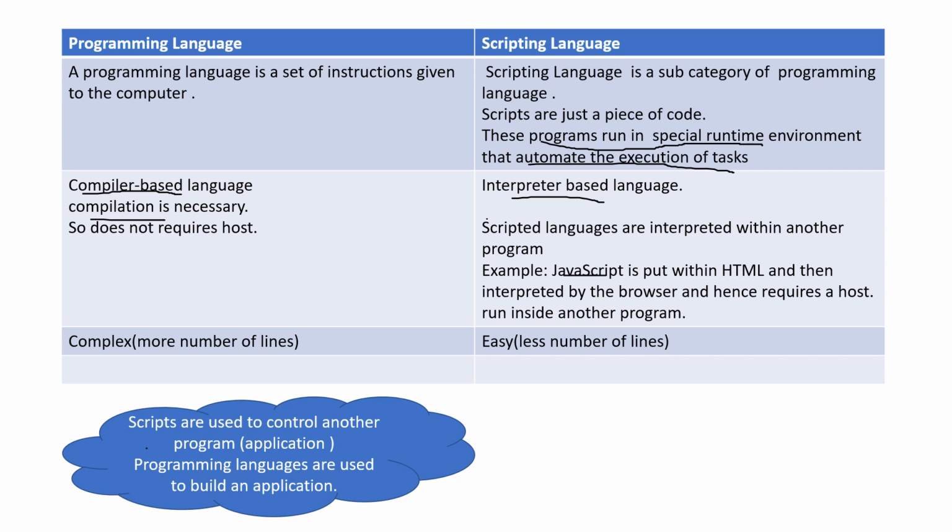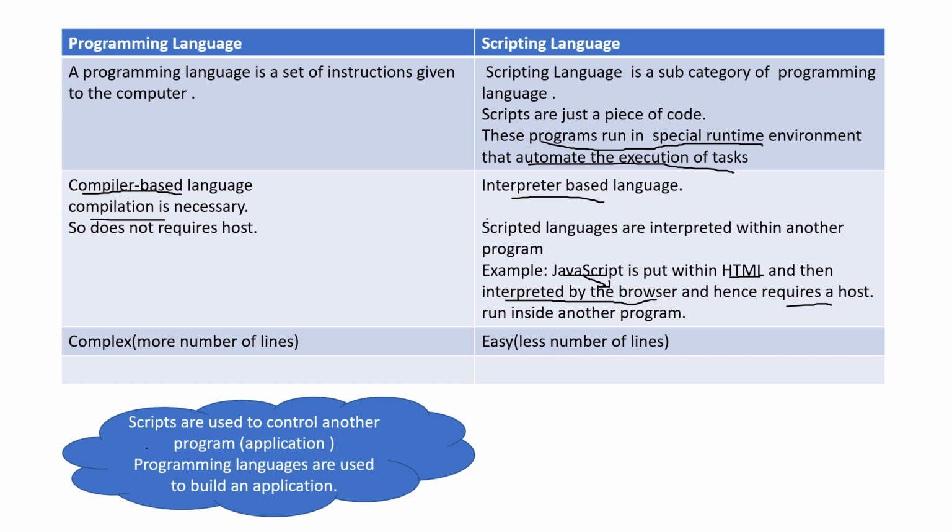JavaScript is an example of a scripting language. As I already told you, this JavaScript code we can link to HTML in various ways. We can put it inside HTML, or we can write a separate JavaScript file, and in the HTML code we can specify the path of that JavaScript code. So this is how we can link JavaScript with HTML. And once that is done, it is interpreted by the browser. So this JavaScript code is interpreted by the browser, and hence it requires a host.